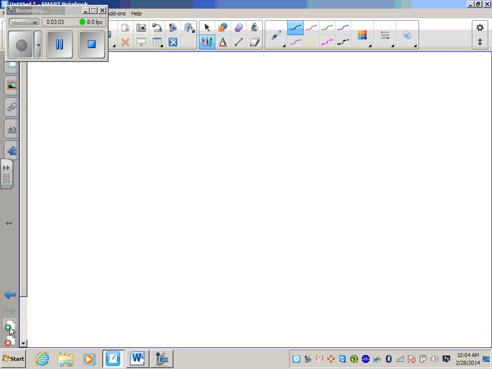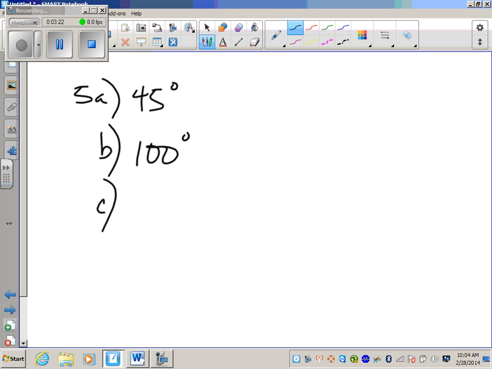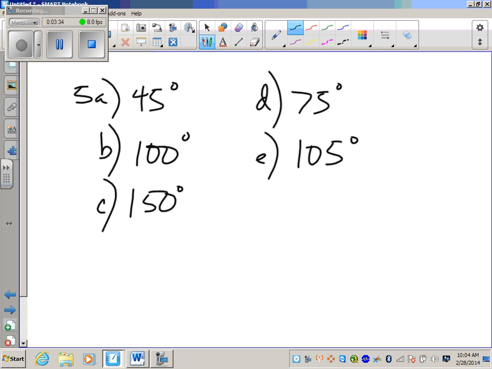5, measure each angle with a protractor. This is important. So 5A, I will give you that I had something about 45 degrees. 5B was about 100 degrees. 5C was about 150. 5D is about 75. E is 105. And F was 25.